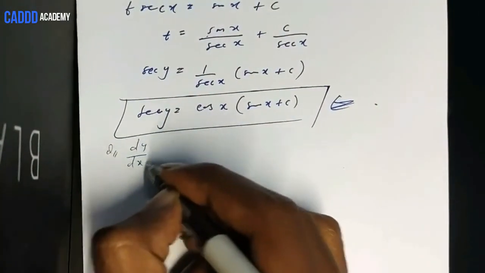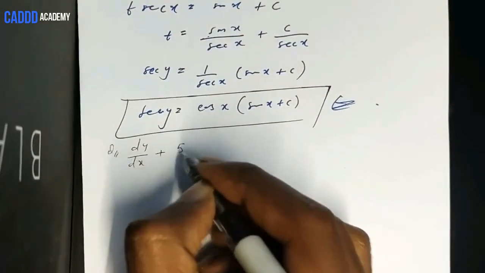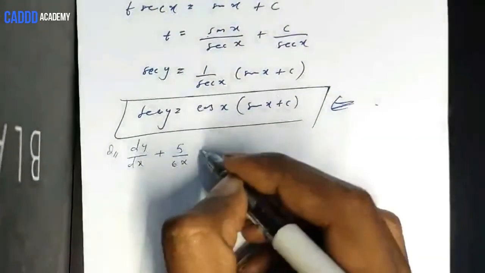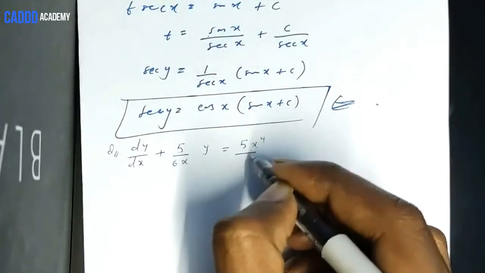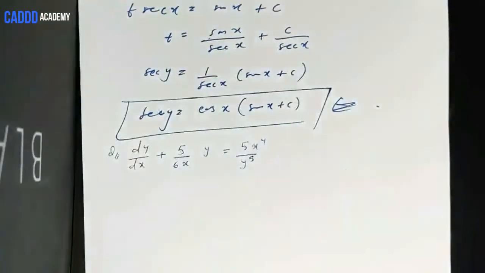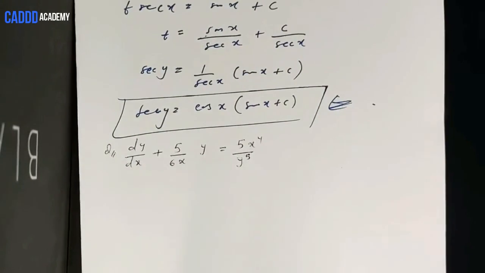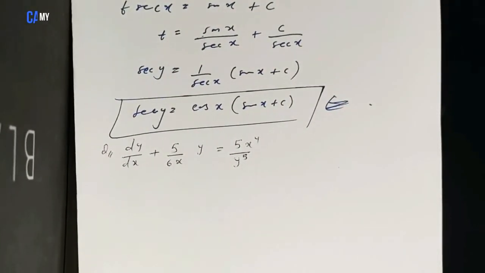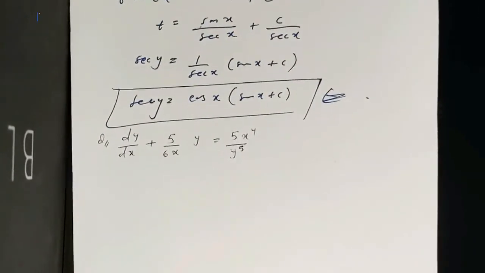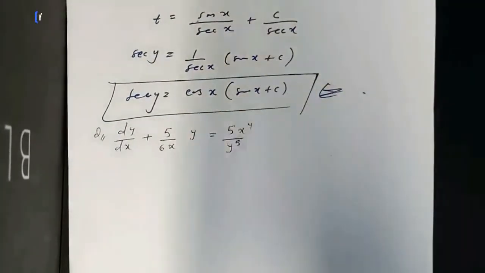Now I am taking a Bernoulli's differential equation, and that is dy by dx plus 5 by 6x y is equal to 5x to the power 4 by y to the power 5. Okay, can we do variables separable here? No, we have forgotten that, sir. Okay, no, let's leave this.